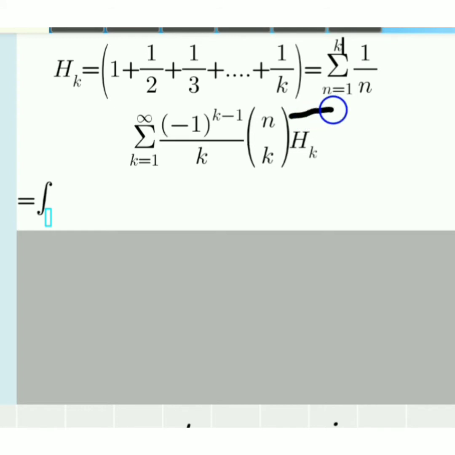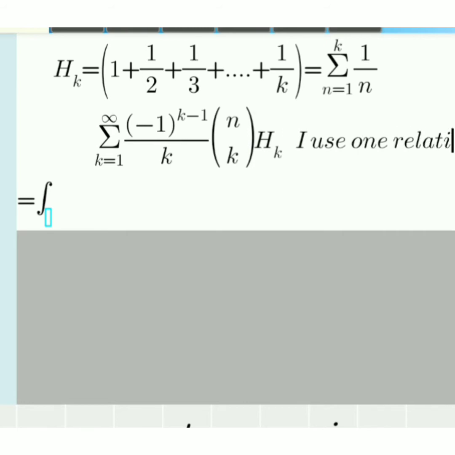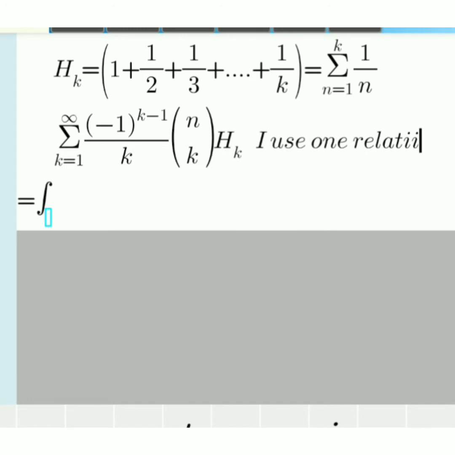This value is combinations, means nCk. This value is nCk. So Hk is, so that this value is nCk, and now we know, I use one relation. I use one relation. Which relation do I want to use?